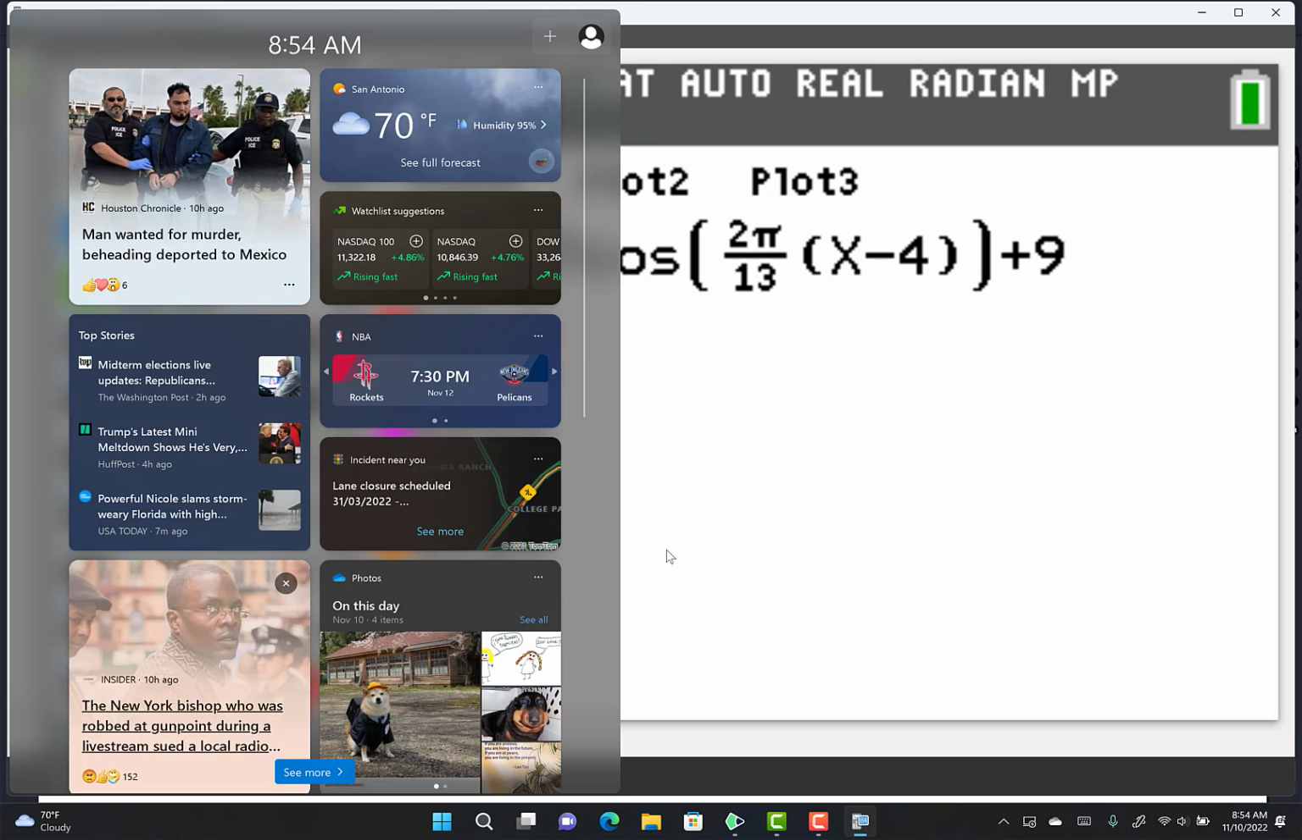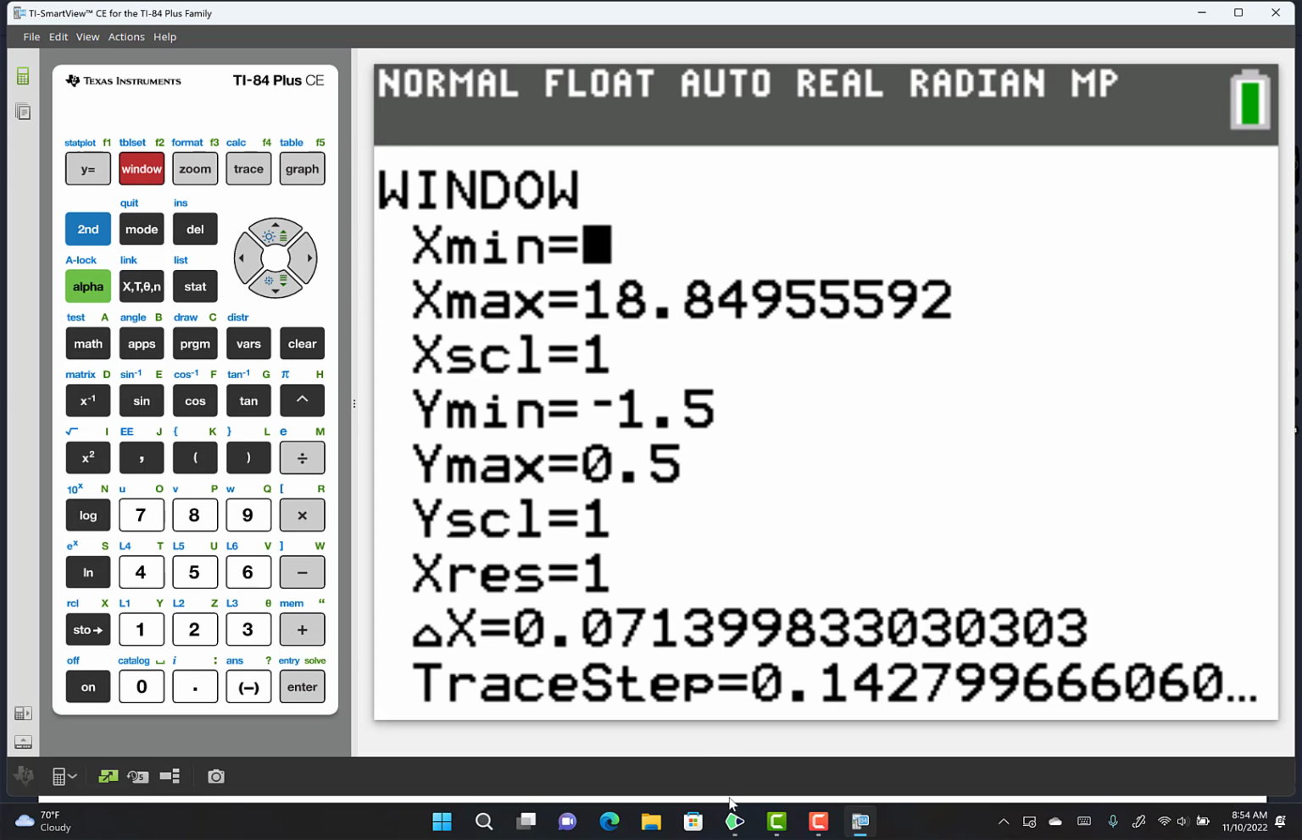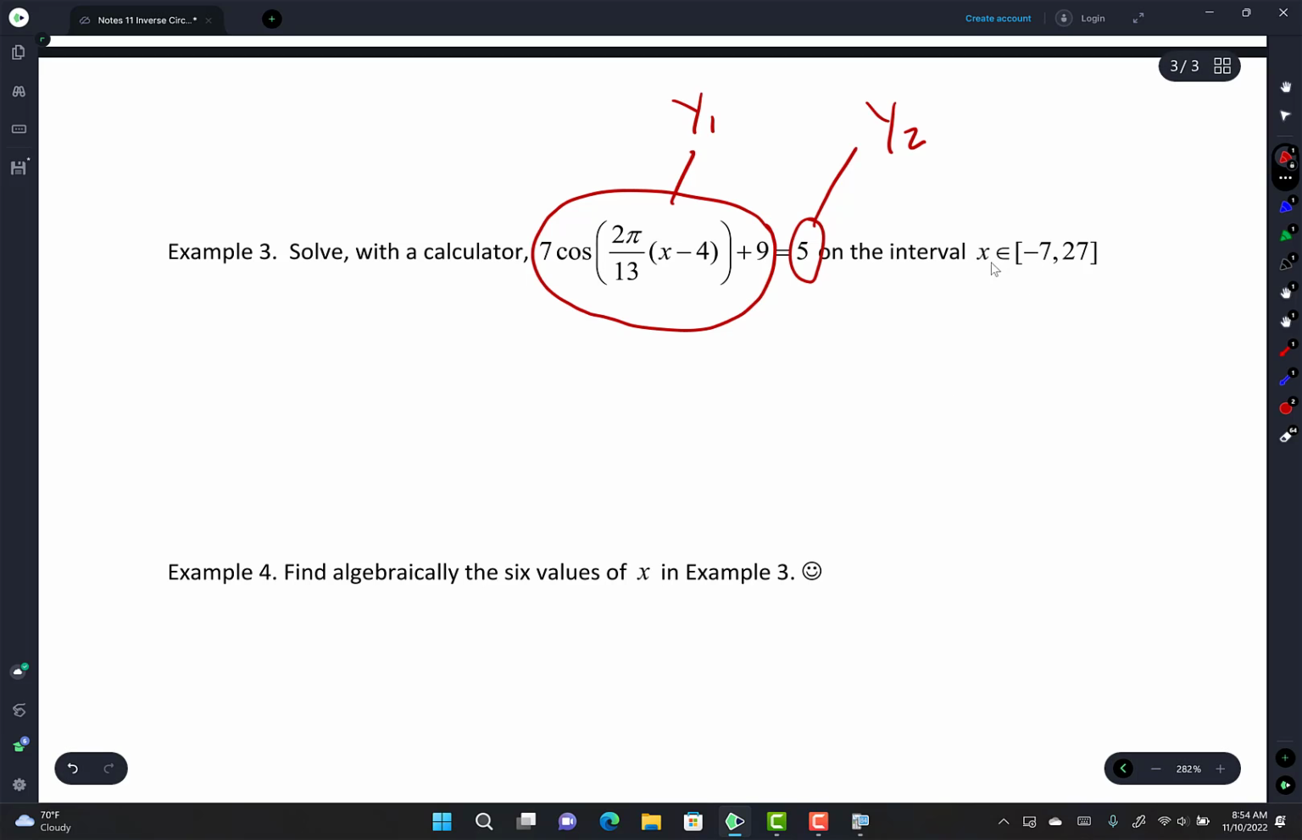5. Okay, here we go. I haven't done anything yet. Don't push graph. Push window. Look what this paper says. This means x is a subset between negative 7 and 27. All it's saying is that the domain is between negative 7 and 27.